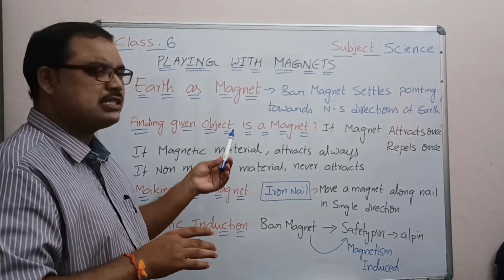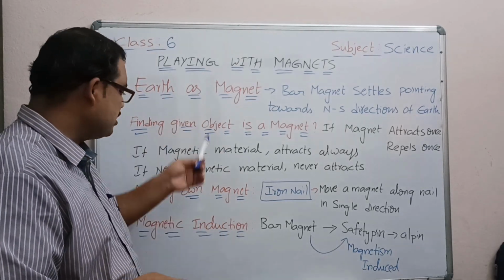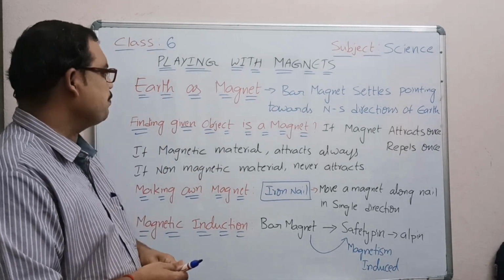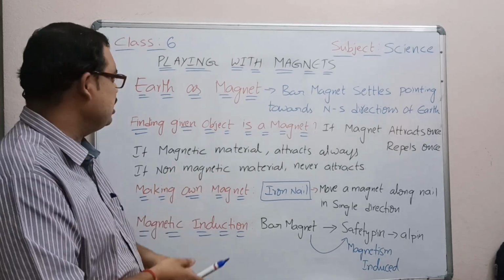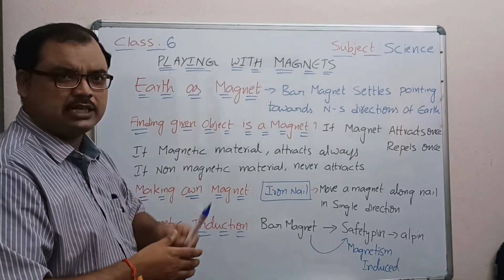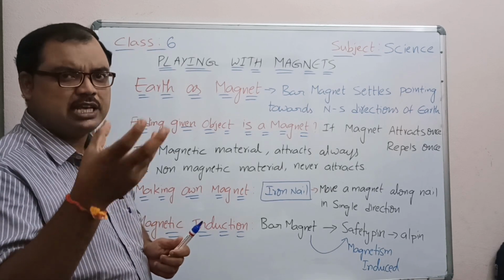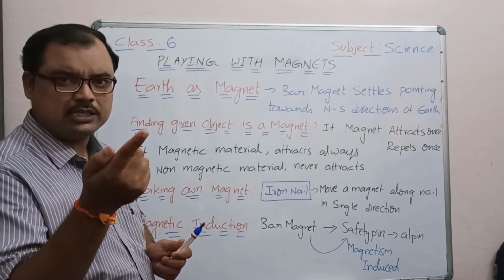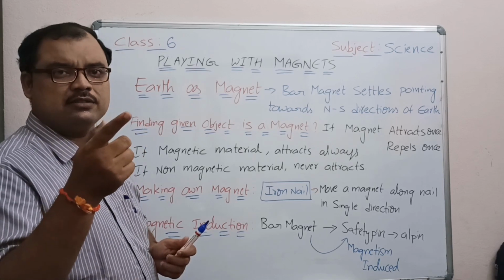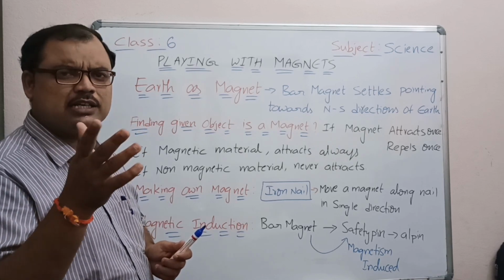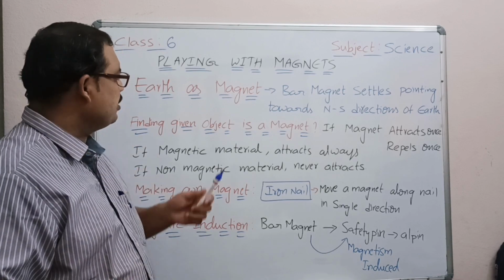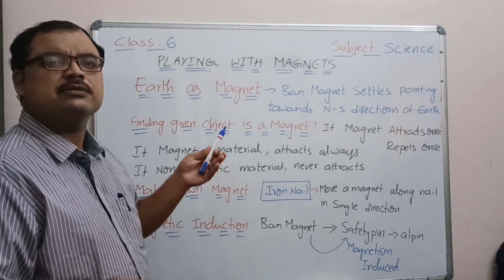Now we are in the final session dealing with these topics. The first topic in this session is Earth as magnet. See, magnet in the sense we have seen in different shapes like bar magnet, disc magnet, horseshoe magnet, ring magnet, and so on. Right? Then, how can we know that Earth is a magnet?